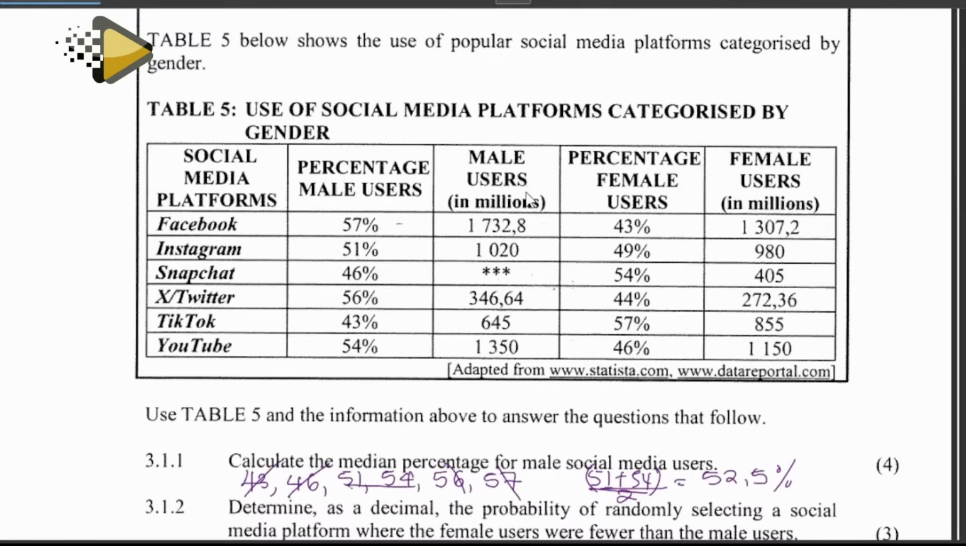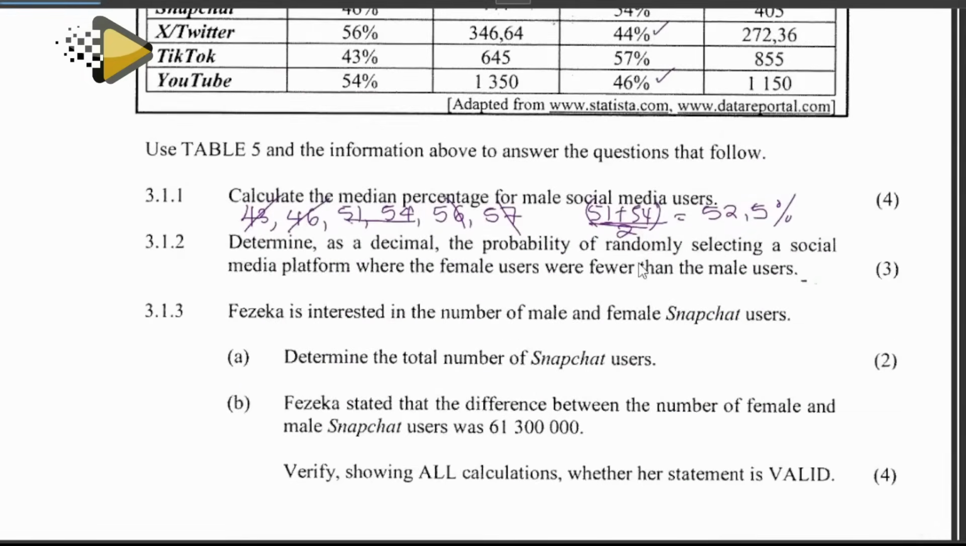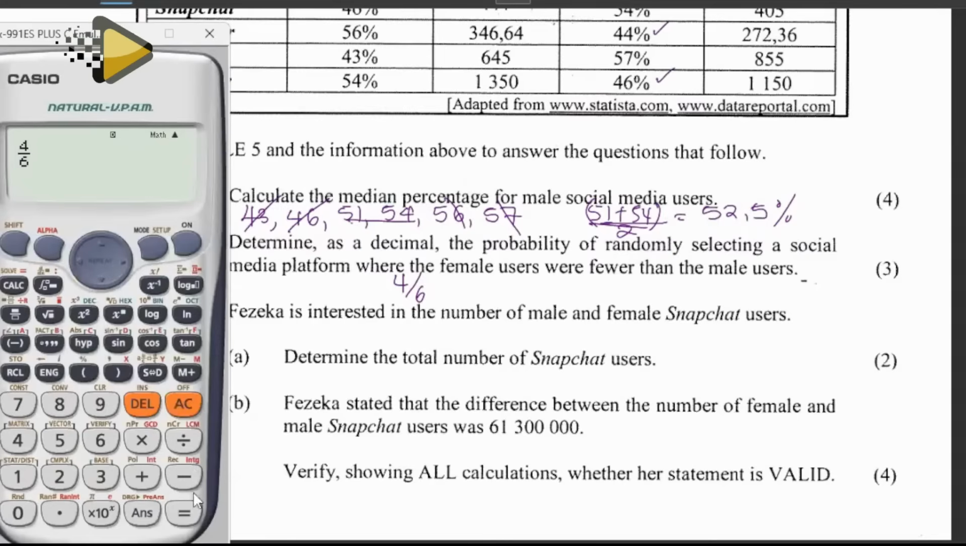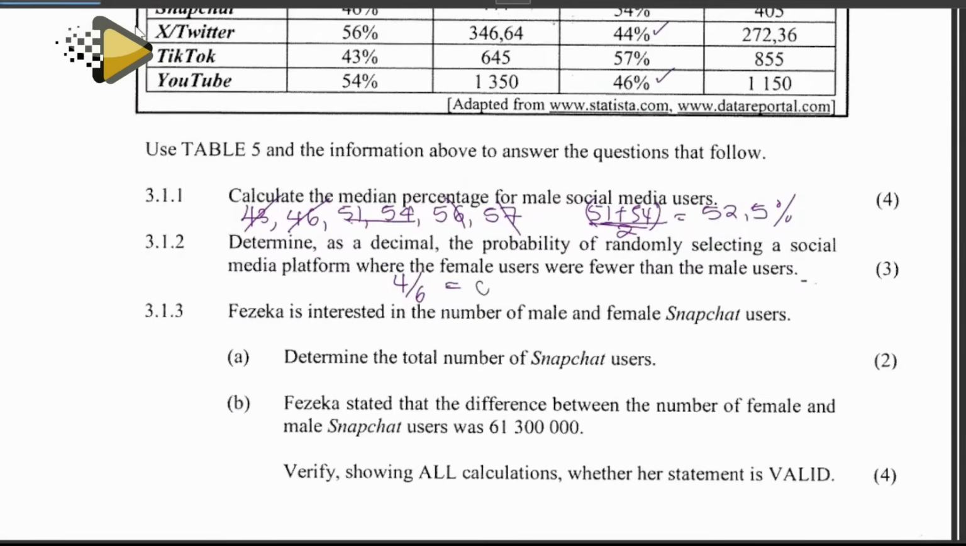So the easiest way is to look at the lower. Let's look at the percentage. So here we have 1, 2. Here there were more, 3 and 4 out of 6. Fewer than. So we have 4 out of 6. Sorry, as a decimal, not as a percentage. My bad. We said 4 over 6, and when you press that, it gives you 0.67. Okay.